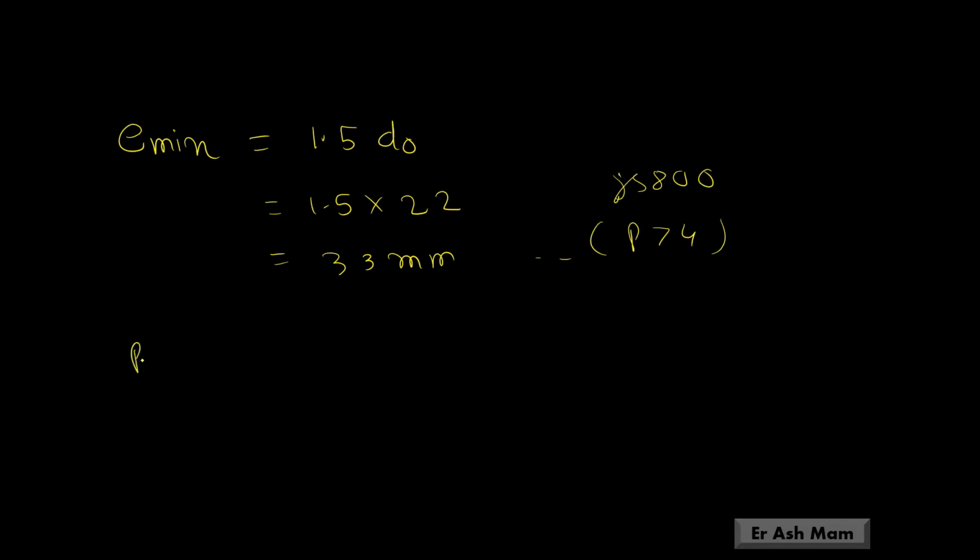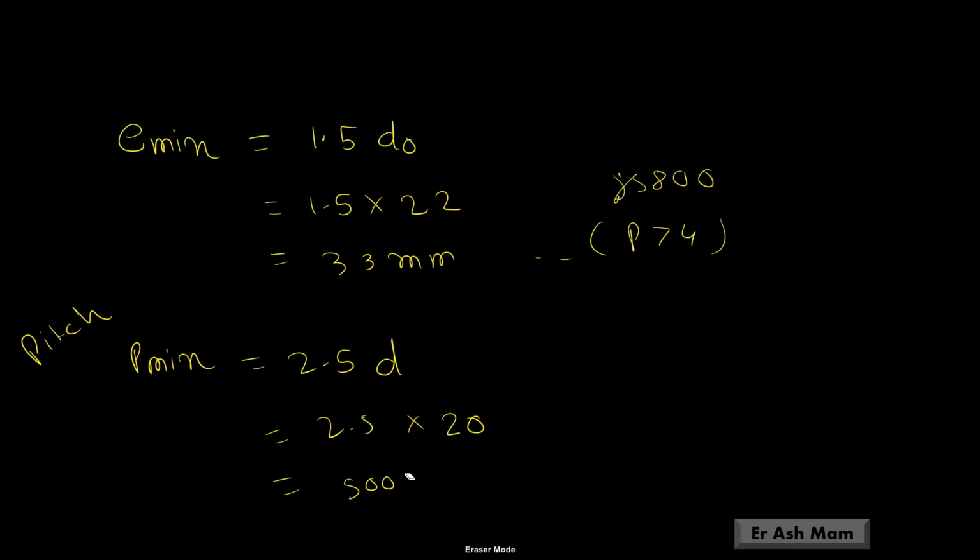Next, p minimum, pitch distance, which is equal to 2.5 times diameter. 2.5 times diameter, 20 mm, is equal to 50 mm. So pitch should not be less than 50 mm according to IS 800. Therefore, we can adopt the higher side. Therefore, p minimum equal to 60 mm. Page number 73.